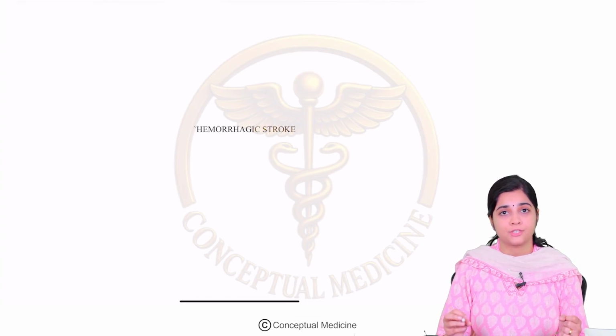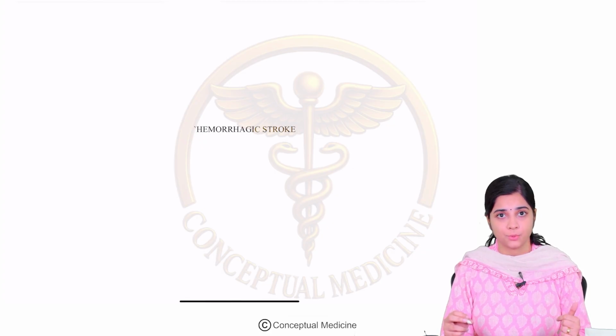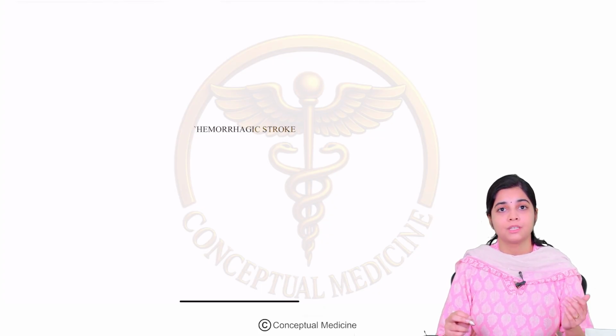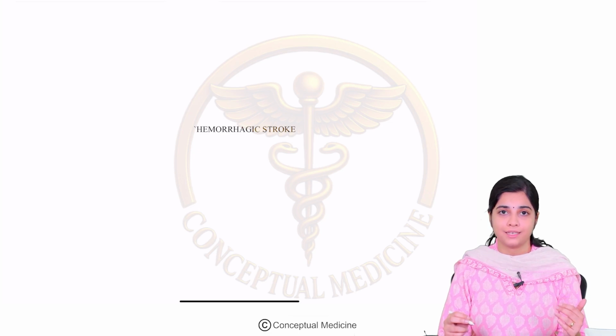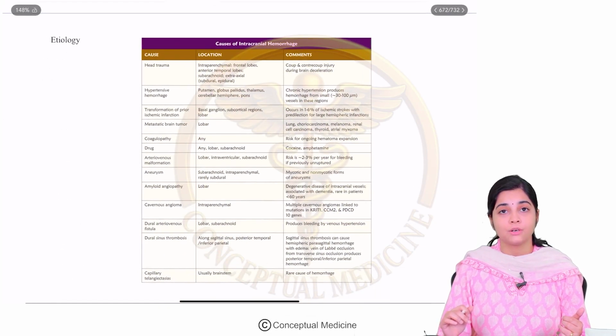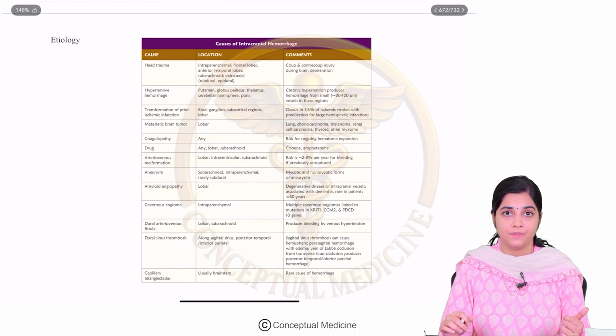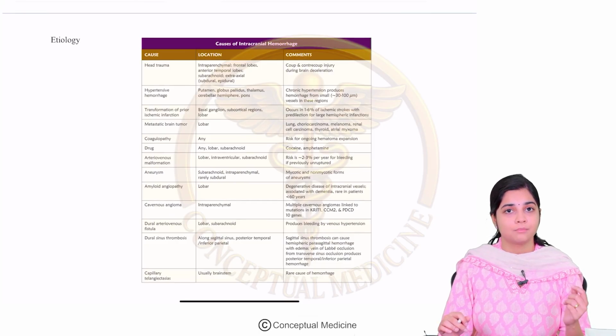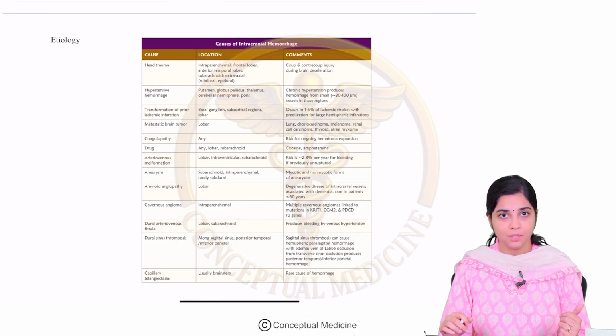From the past few sessions, we have been discussing a lot about stroke. We've learned about the localization of stroke, we've learned about the management of stroke, and we've discussed in depth about ischemic strokes. So now we will be moving on to the next session, which is your hemorrhagic stroke. So let's begin. What are the etiologies for a hemorrhagic stroke? Hemorrhage basically means bleeding into the brain parenchyma.